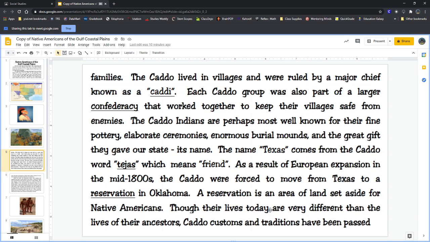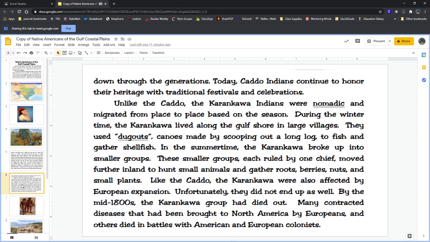Though their lives today are very different than the lives of their ancestors, Caddo customs and traditions have been passed down through the generations. Today, Caddo Indians continue to honor their heritage with traditional festivals and celebrations. So this is a tribe that is still around today, and there are still people from this group of Native Americans that still celebrate the traditions and their festivals, which is pretty neat to think about. This has been going on for a very long time.